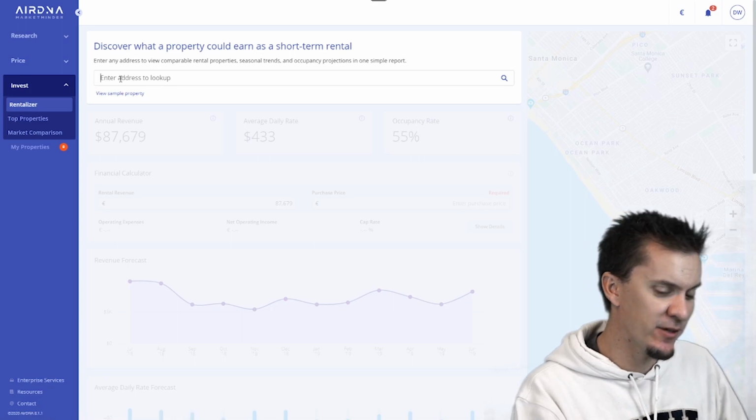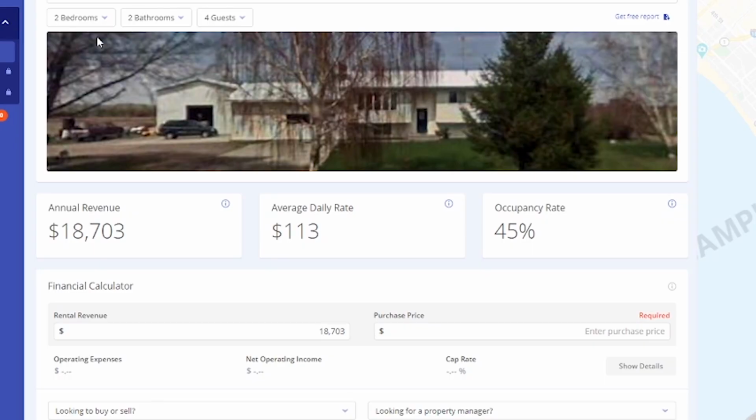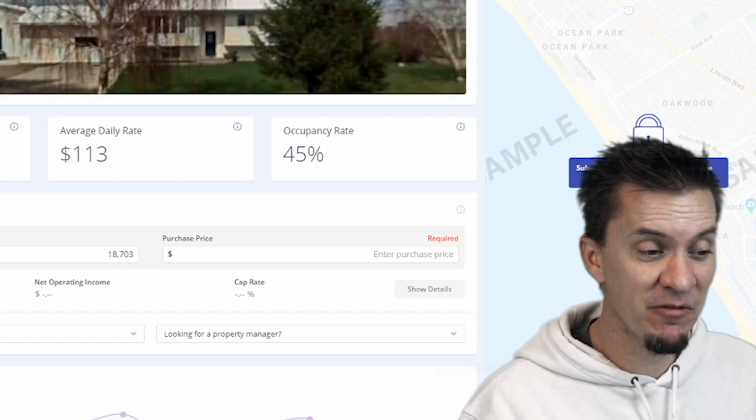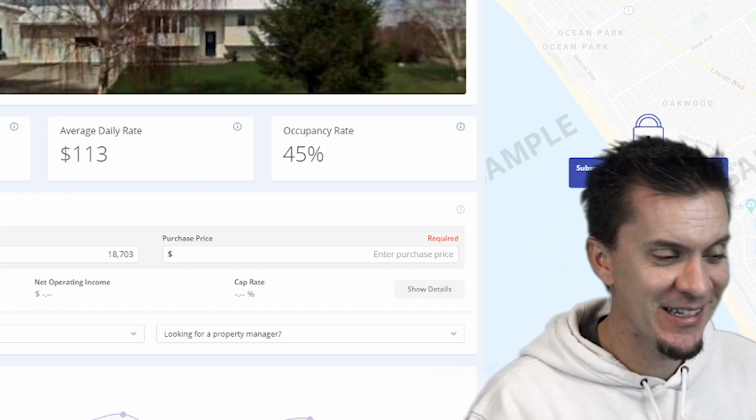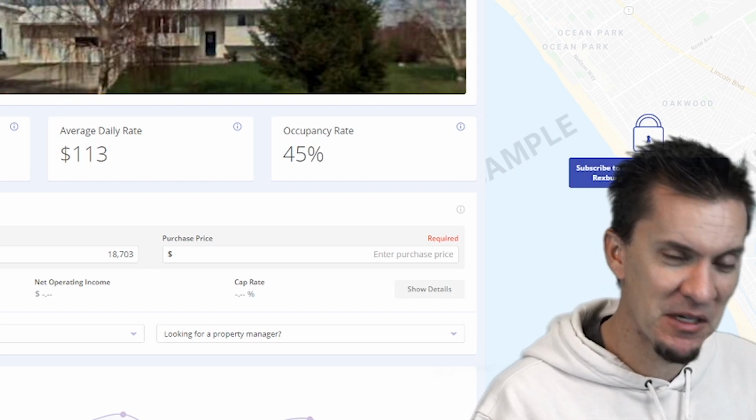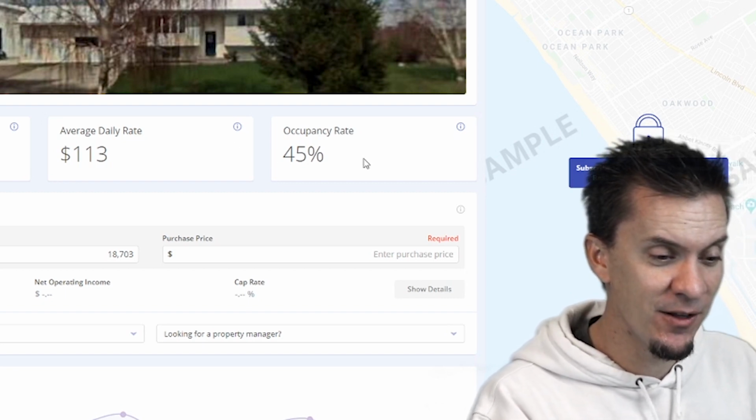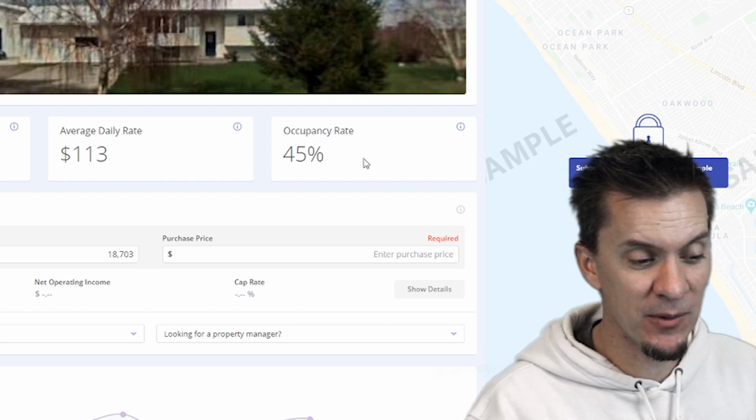In America it's better, but it helps an investor decide, is this worth doing? And so for example, I can enter in any address and say, well, I want to buy this property. And in America, if it's on Zillow, it knows a little bit what it's worth. This is where I grew up, you can see it right here. It shows the annual revenue of $18,000. So if my parents decided to just throw their house as a rental, they can make about $18,000 annually. That's pretty cool. The average daily rate being $113 and occupancy rate of about 45%.